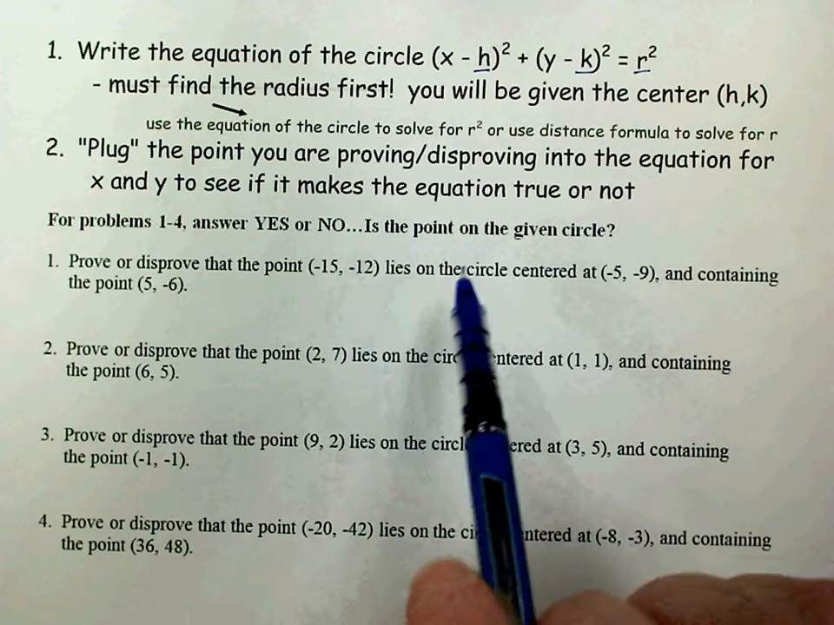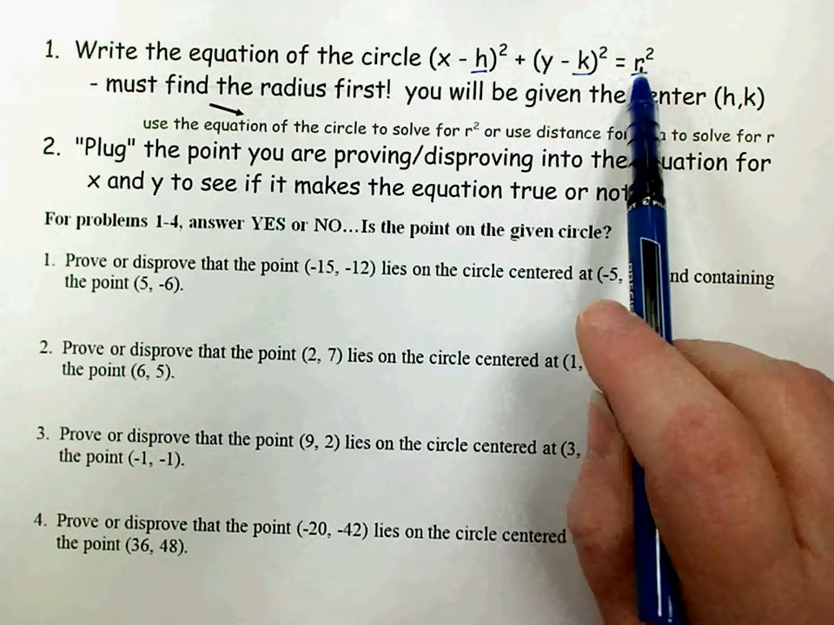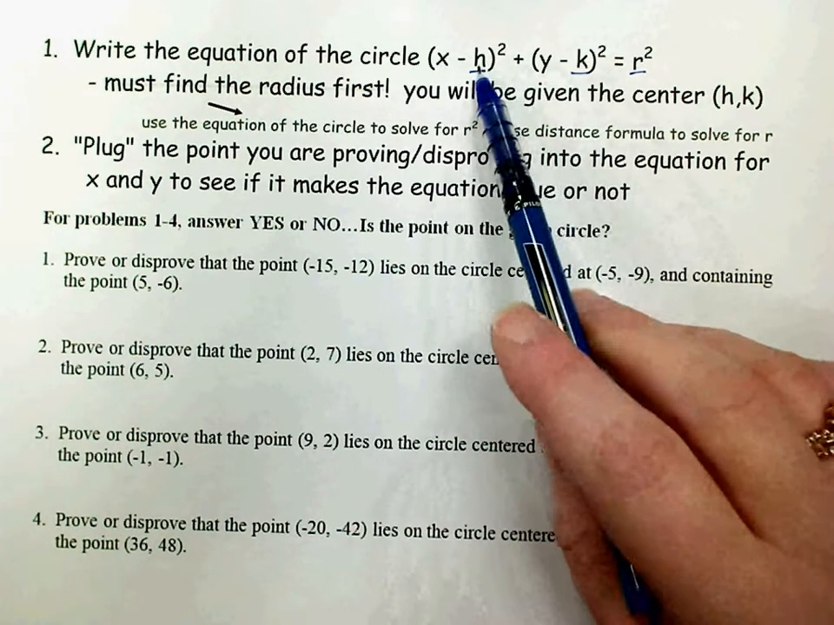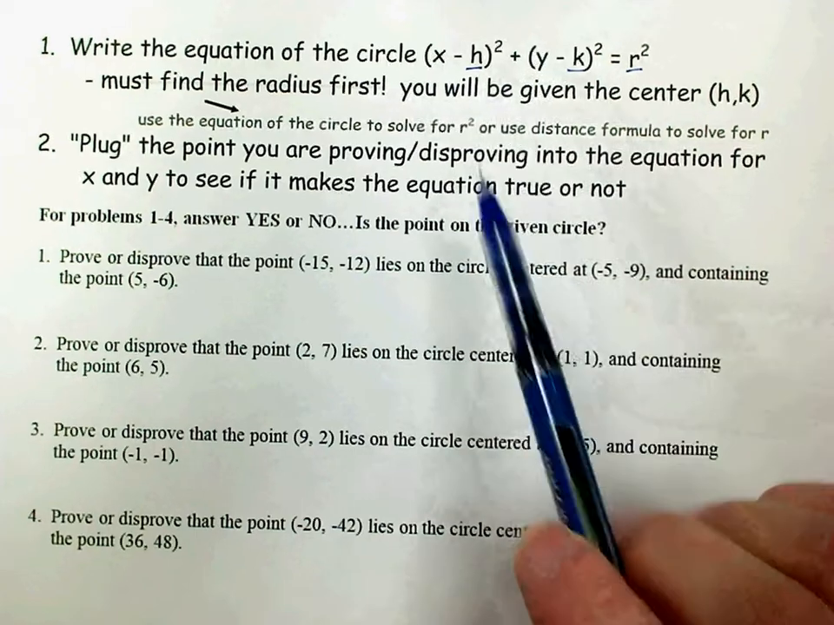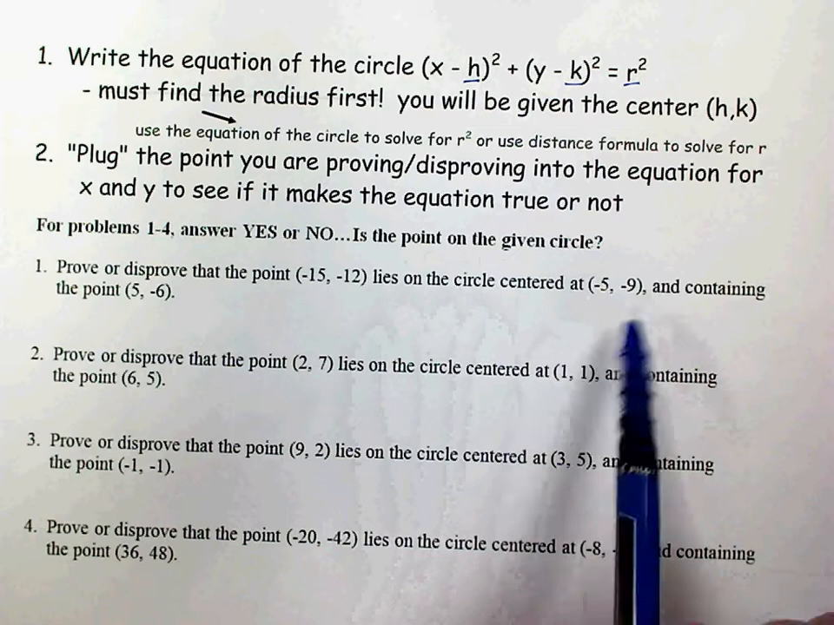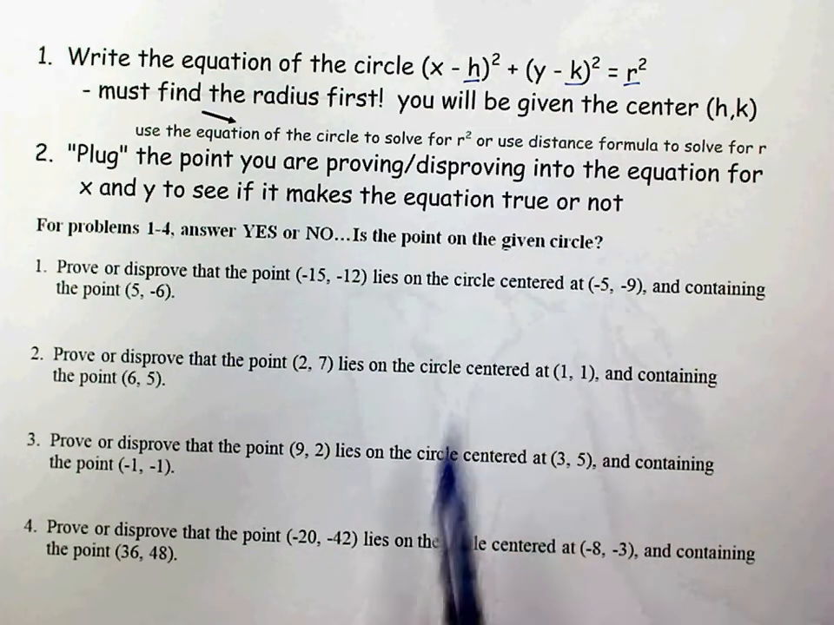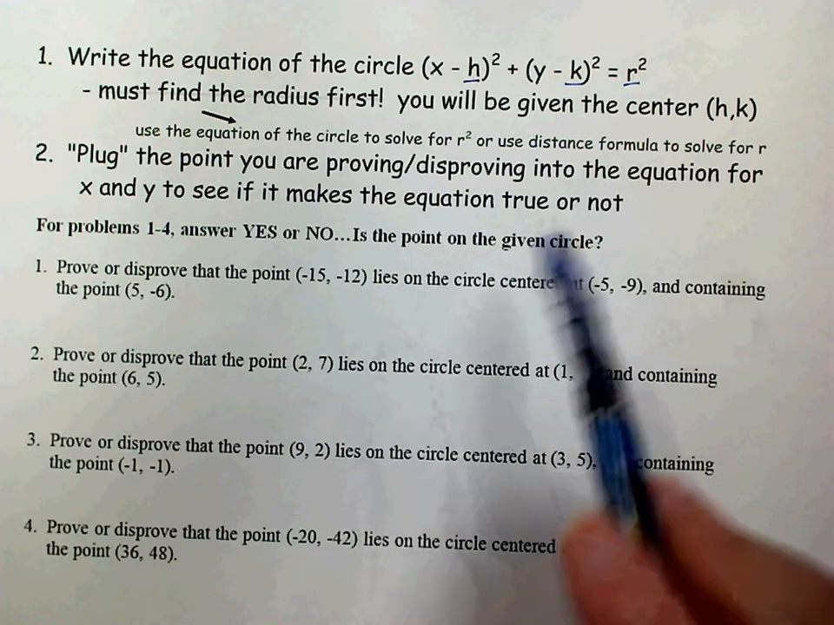So there's 2 different ways that you can find the radius. You can either use the equation of the circle to solve for r squared by putting the center in for h and k and the other point that's on the circle in for x and y. Or you can use the distance formula to find the distance between the center and the point on the circle. So if you do that, you're finding r, and you need to remember to square it to put it into the equation.